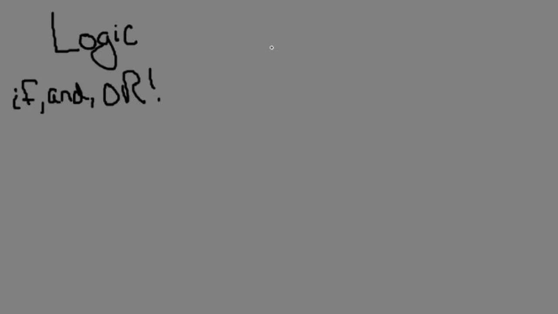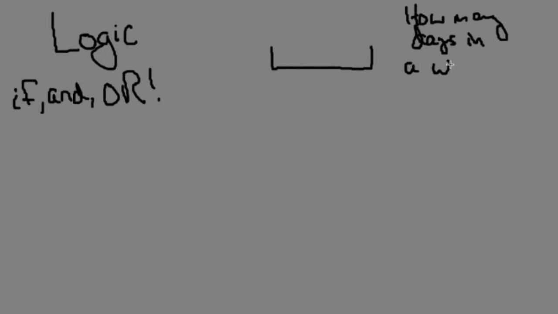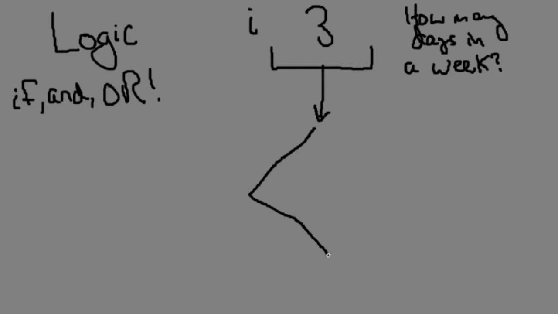So, let's say we have an input given by the user here. This program is going to be like a test problem. This test problem will ask, how many days in a week? So we have input gathered by the user. Let's call that I. And the user inputs, let's say, 3 as their answer. Now, 3 as the input will go into our if statement given by this wonderful diamond.